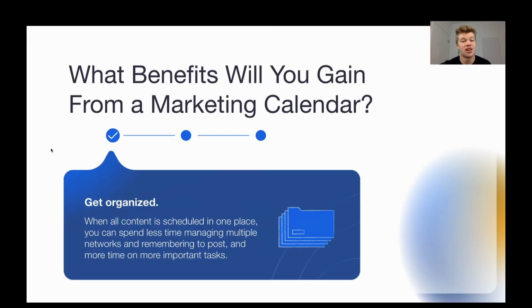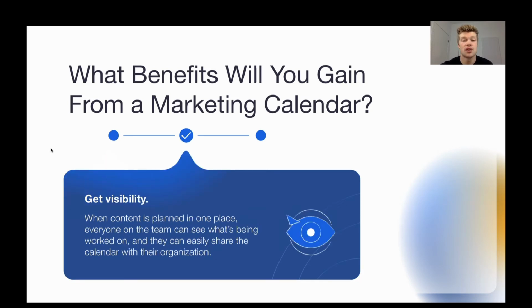But when you start using a marketing calendar, you can start getting better organized. Research we conducted at CoSchedule once showed that marketers who said they were organized were 397% more successful than those who said they struggled to get organized. That's a big number. You can also gain visibility so everyone in your team can see what's being worked on and know when things are due.